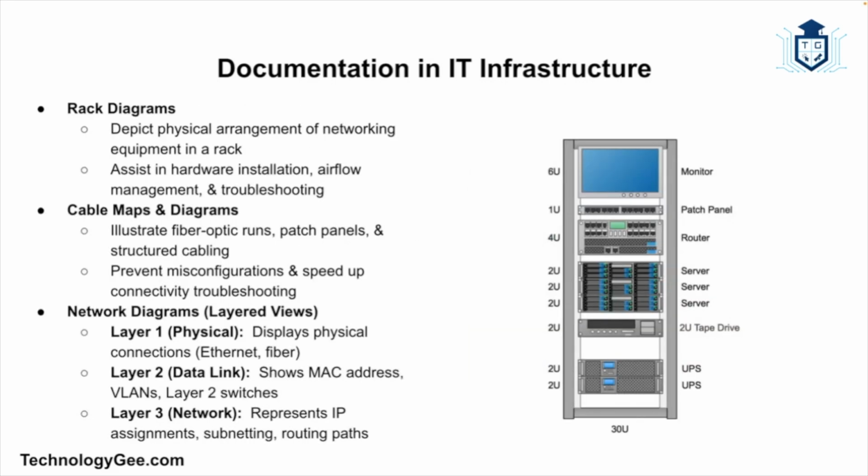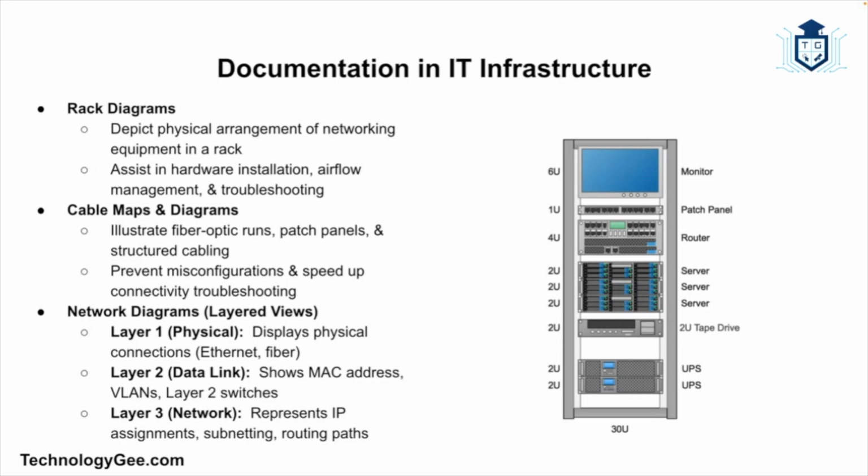Next, we have what is called a rack diagram. And a rack diagram, this shows the physical arrangement of networking equipment within a rack. And these diagrams help IT staff efficiently organize, install, and troubleshoot hardware while ensuring proper airflow and cable management. Then we have cable maps and diagrams, and these illustrate the interconnectivity between devices, including fiber optic runs, patch panels, and structured cable layouts. And these documents prevent misconfigurations and they speed up repairs when connectivity issues arise.